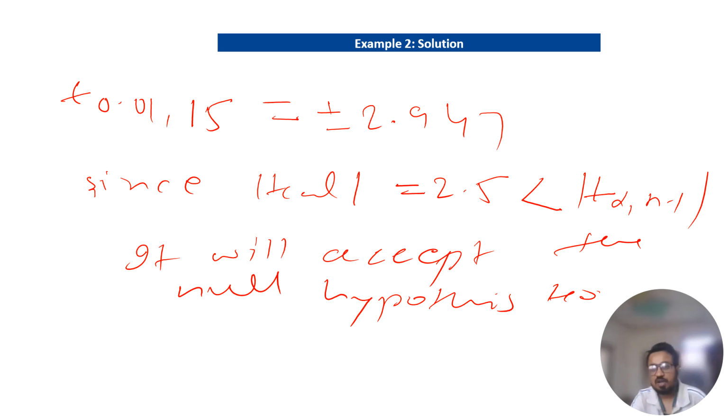Okay. So now we will discuss some problems based on the equality of mean of two normal populations of small size. Okay.